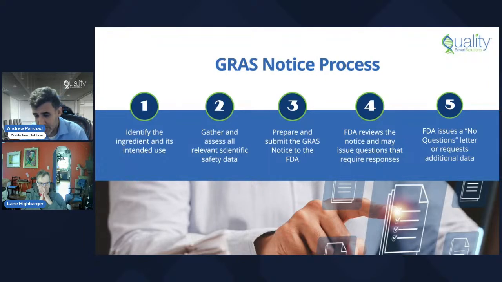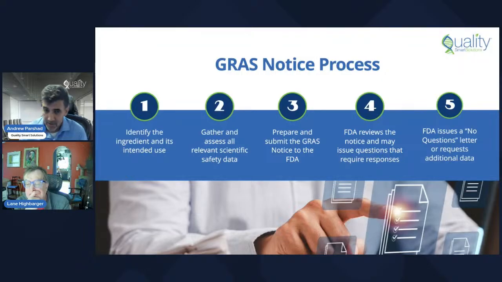Usually the first 90 days is an administrative review. They're just making sure that you completed the 7 sections of a GRAS dossier. And then after that, they will start to get into the meat and potatoes of your dossier and all the data, reviewing it. And that period could take a long time, anywhere from 9 to 12 plus months. And there could be some back and forth.